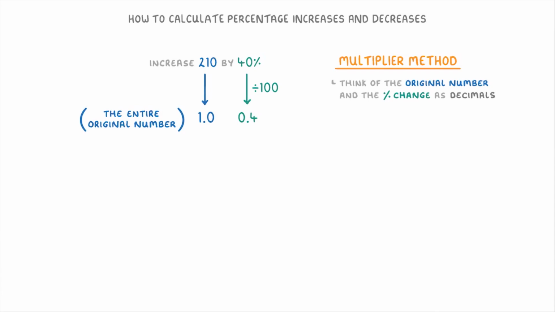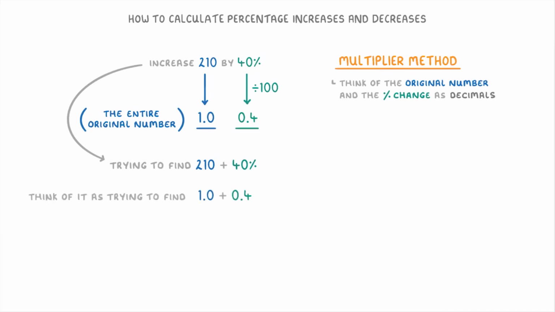So for a percentage increase question, where we're basically trying to find 210 plus 40%, we can use these decimals instead, and think of it as trying to find 1 plus 0.4. So we just add them together to get 1.4, which we call our multiplier. And then we multiply that 1.4 by the original 210 to get an answer of 294. I know this method is kind of confusing at first, so let's have a go at another couple questions.